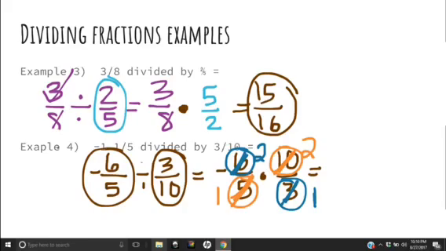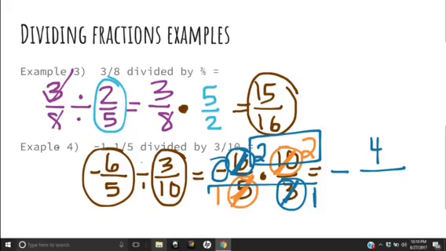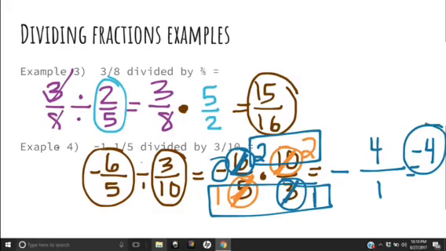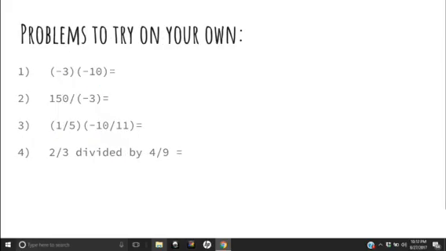Now I can multiply. I see a negative here, so it's going to be negative top times top. 2 times 2 is 4. Bottom times bottom is 1. Negative 4 over 1 is just negative 4. And you're done. Here are some problems to try on your own. I'd like for you to try them without a calculator. You've got it. Good luck.